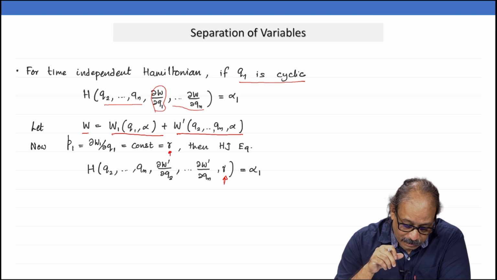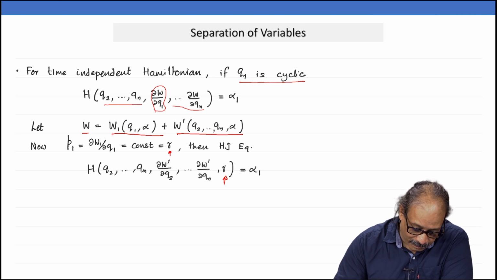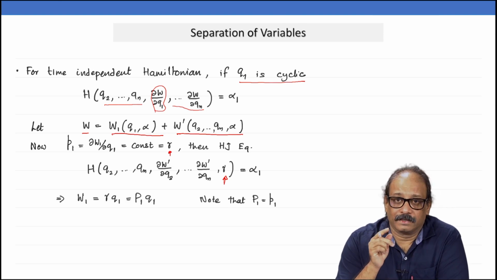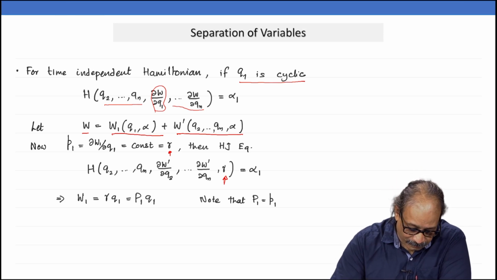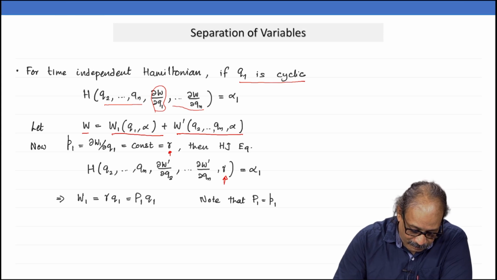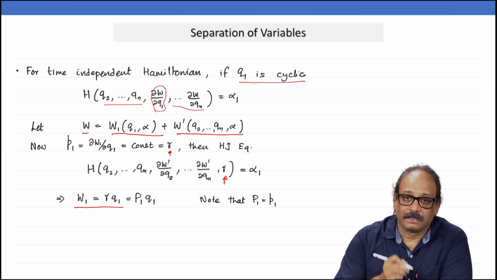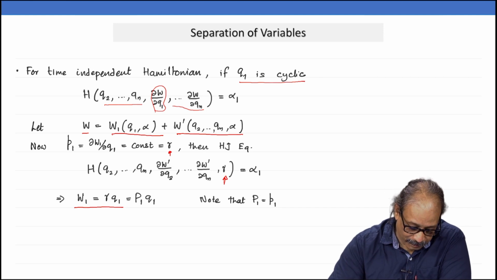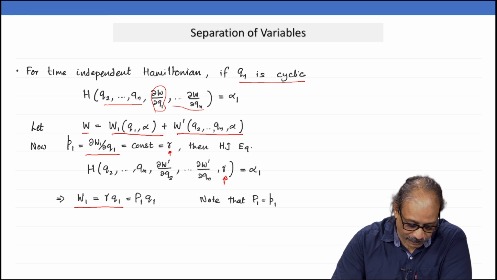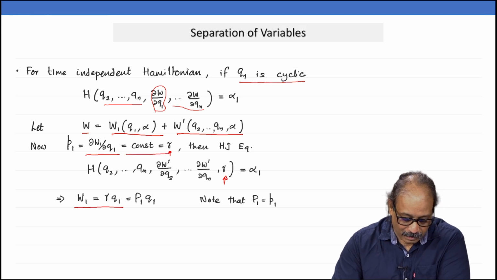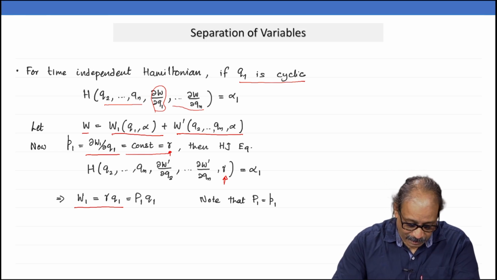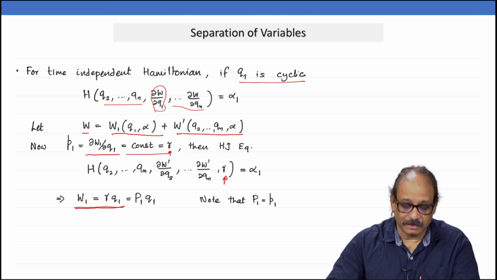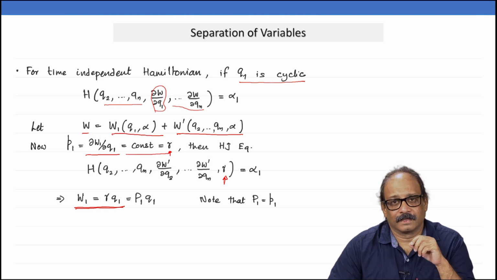And now, W 1 is very easy to solve. The first part can be easily written in terms of W 1, because p 1 is the partial of W 1 with respect to q 1. Since I have set it equal to gamma, I can immediately integrate this and get W 1, which is gamma times q 1, which is p 1 q 1.